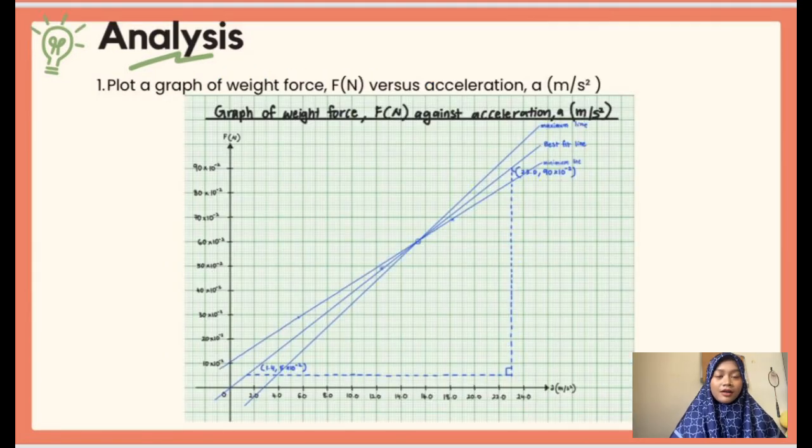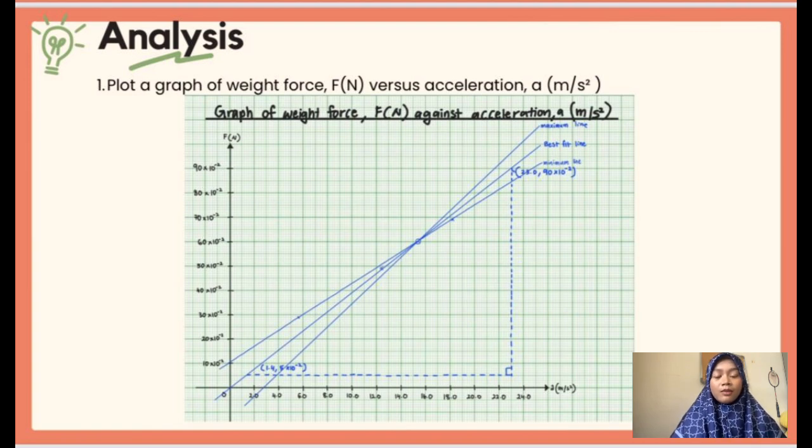This is a plot graph of weight force against acceleration by taking the data from the result that have been explained previously from my group members earlier. From the weight force versus acceleration graph, it can be observed that the graph is a line graph with acceleration on the x-axis and weight force on the y-axis. As you can see, the constant gradient of the graph indicates the mass of the experimental value.